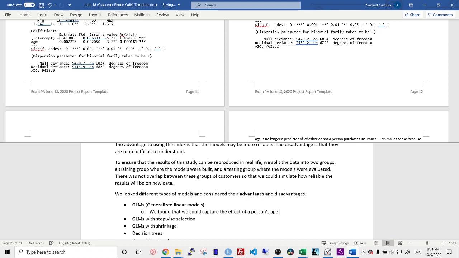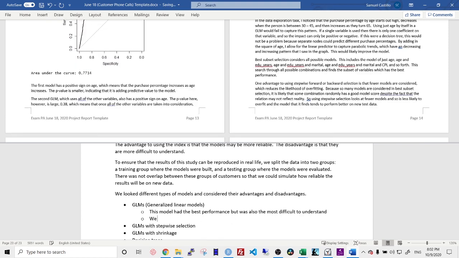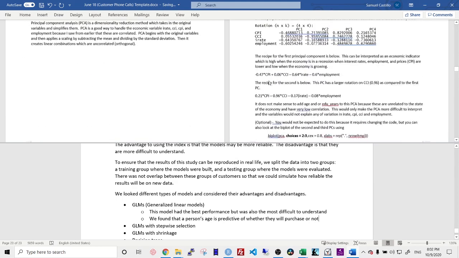Talking about age and age squared is probably too detailed. It could be more abstract. So we found this model had the best performance, but was also the most difficult. Let me just say, we found that a person's age is predictive of whether they will purchase or not. So we looked at age, we looked at the AUC, moving on.